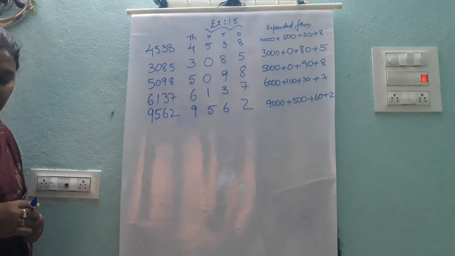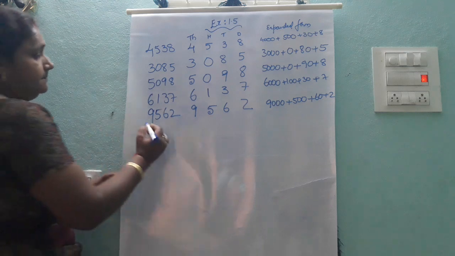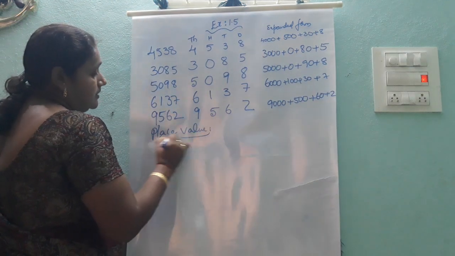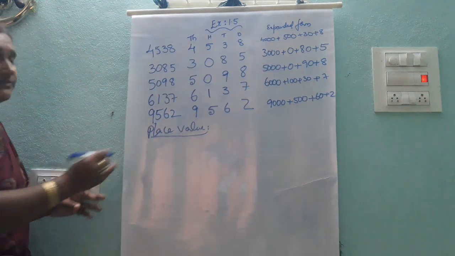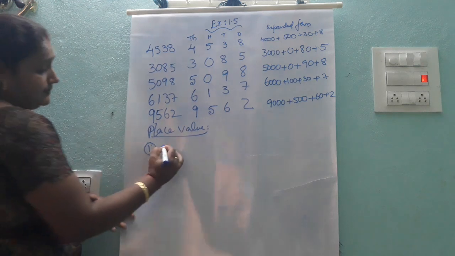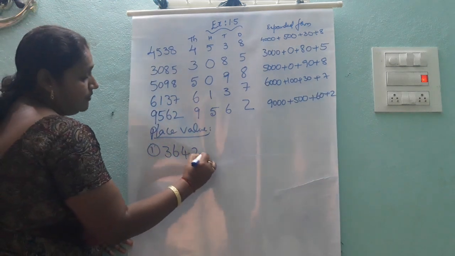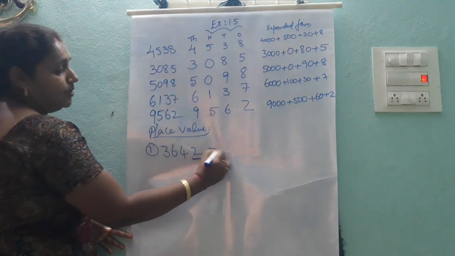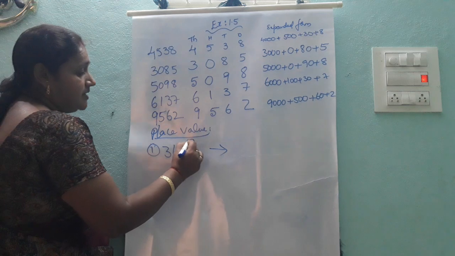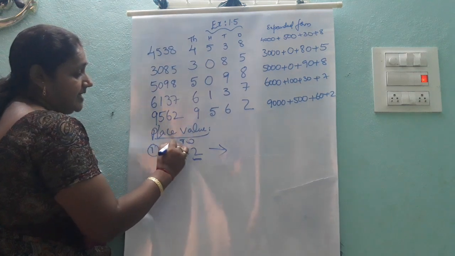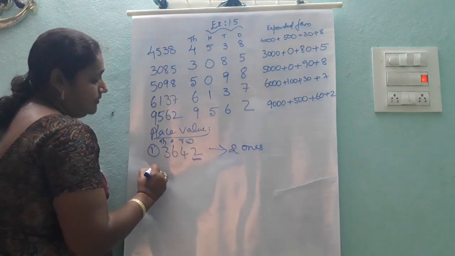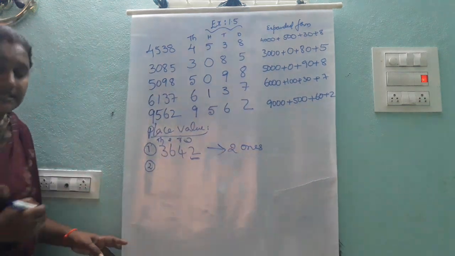Next one, write the place value of the digit. First one. What is the place value of 2? First write the place values on the number. Ones, tens, hundreds, thousands. What is the place value of 2? 2 ones.